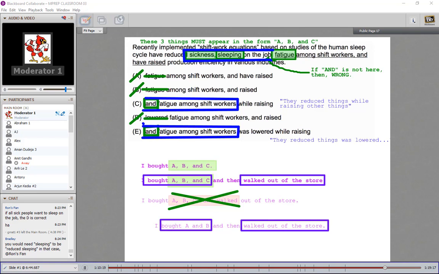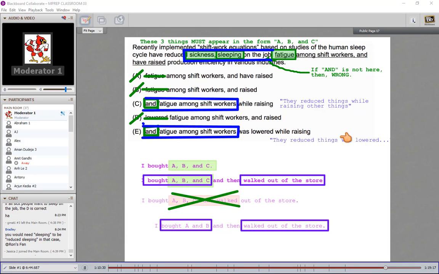Two big problems there. The first thing is they reduced things would be a sentence, and things were lowered would be a sentence, but you can't stick those to each other. Make sure that you guys are not editing the answer choices. Don't do it. Do not ever do that. Do not try to make your own changes to the answer choices. Don't do it. Okay. So E is not a thing. That leaves us with C.